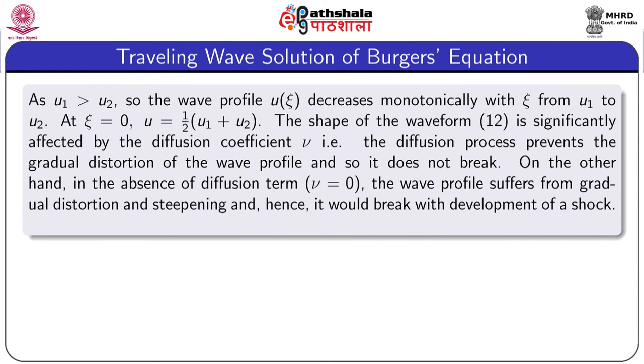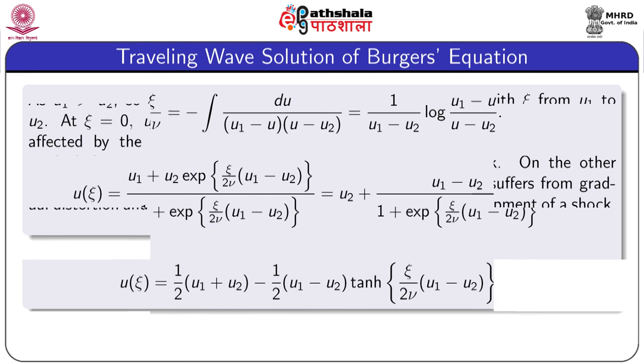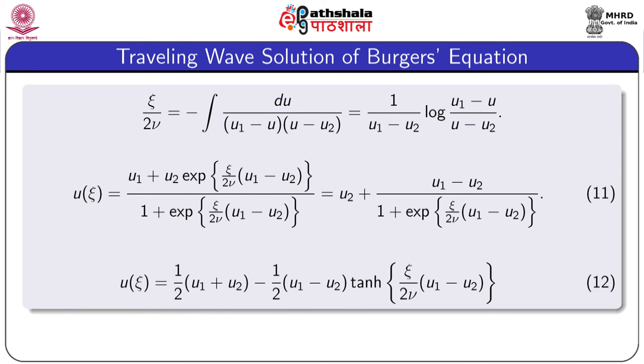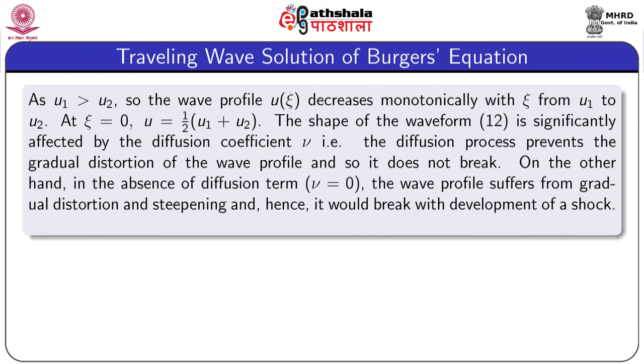Now, as u1 is greater than u2, which we have explained already, this is a decreasing function of xi, and the shape of the waveform is significantly affected by the diffusion coefficient nu. If you see the solution, the shape of the curve depends on the parameter nu, the diffusion coefficient. So, this diffusion coefficient makes the wave profile smooth. Therefore, the shape is significantly affected by the diffusion coefficient nu.